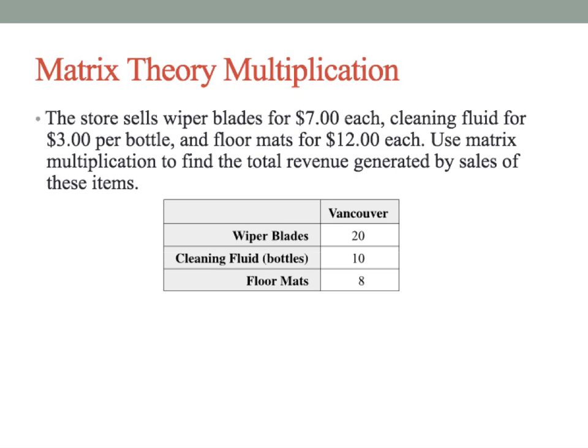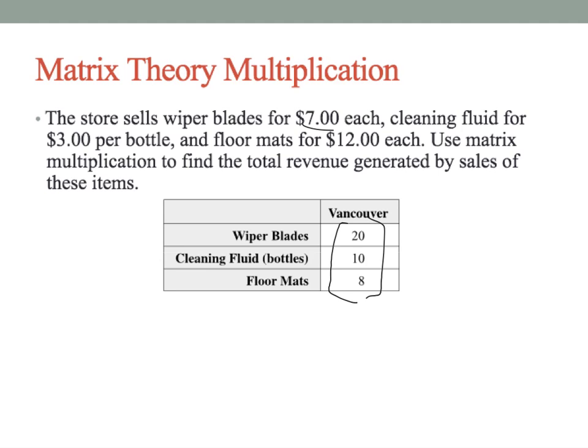Another word problem here. The store sells wiper blades for $7 each, cleaning fluid for $3 per bottle, and floor mats for $12 each. Use matrix multiplication to find the total revenue generated by sales of these items. So it looks like we have a chart of the number of each item that was sold. And with the chart, it looks like we pretty much have a column matrix, like a vertical column. So that's a 3 by 1.